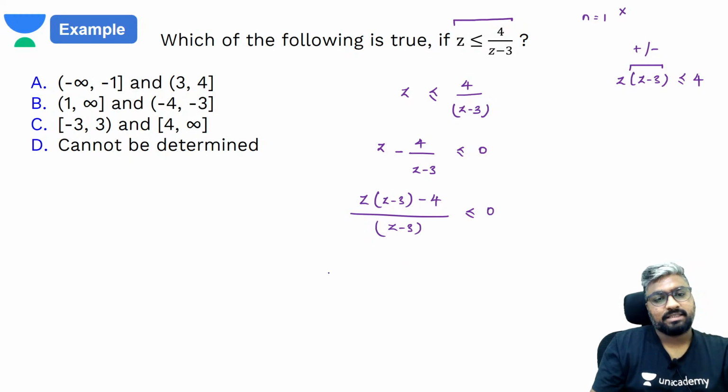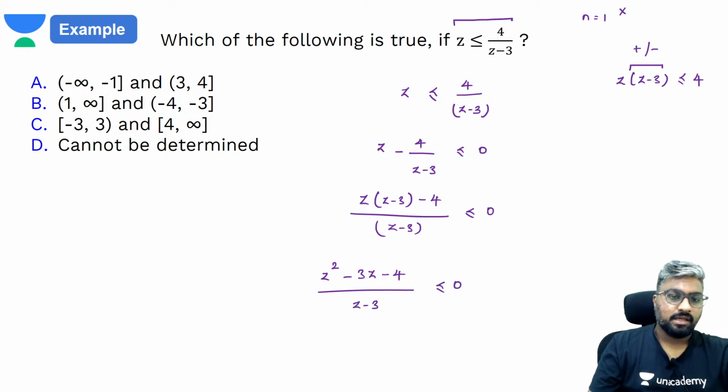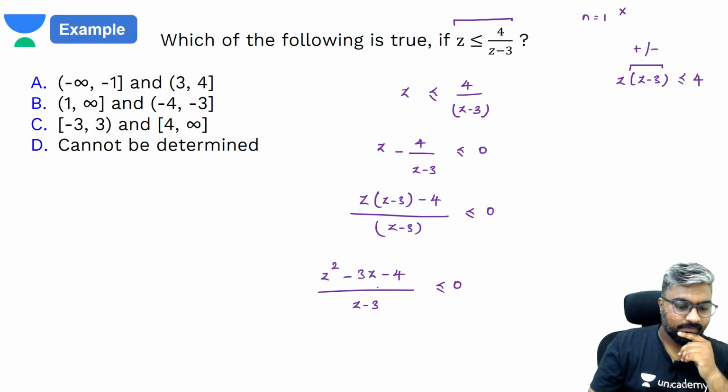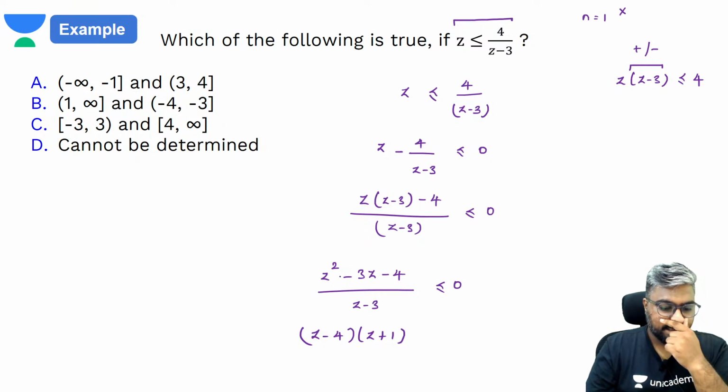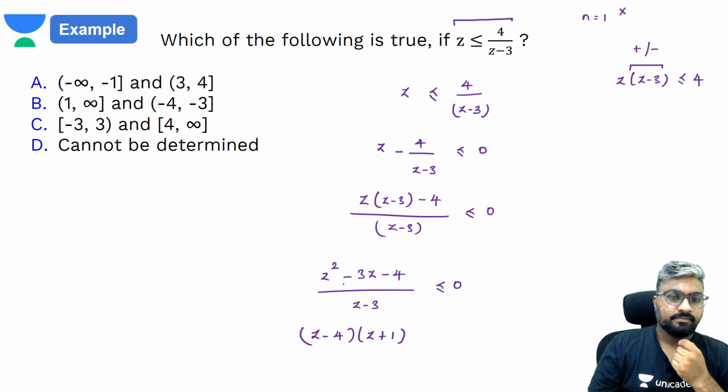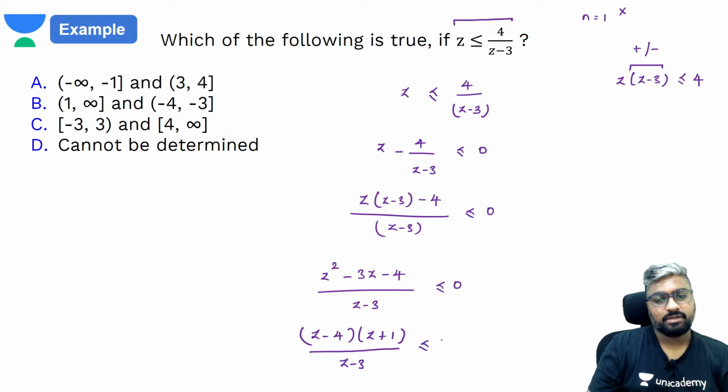Deal with the numerator first. z squared minus 3z minus 4 divided by z minus 3 is less than equal to 0. What will the numerator become, guys? What will the numerator become? z minus 4 into z plus 1. Correct? z minus 4 into z plus 1 will be the numerator. Yes, if you agree with this. Yes, minus 4z plus z is minus 3z. Minus 4 into 1 minus 4 divided by z minus 3 is less than equal to 0.